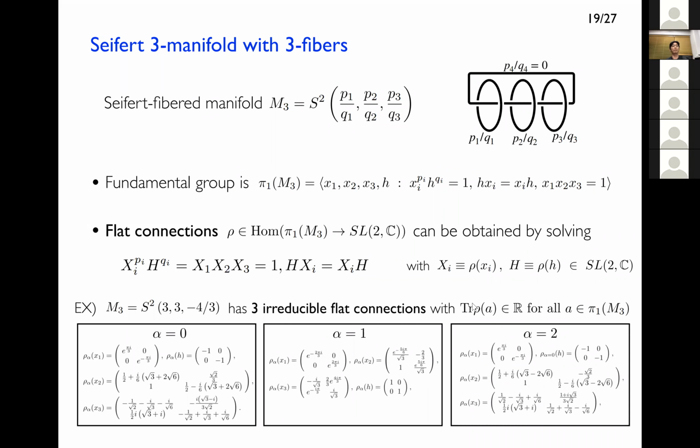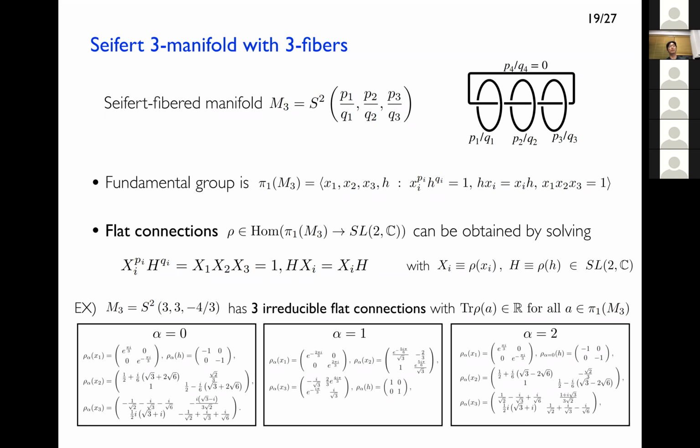So let me give you an example. One famous non-hyperbolic manifold is the Seifert fibered manifold. When it has three fibers, it's labeled by three rational numbers, p1 to p3 and q1 to q3, where p_i, q_i are integers and they are coprime. This is a Dehn surgery representation of the Seifert fibered three manifold with three fibers. The fundamental group of this manifold is described by four generators, x1 to x3 and h, and they satisfy the following equations.